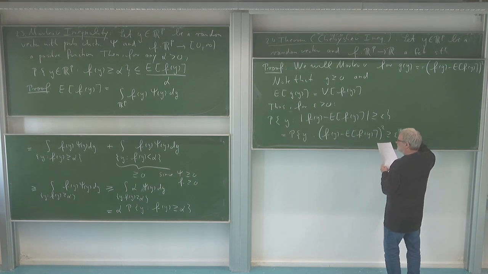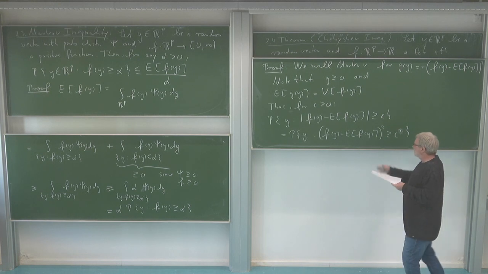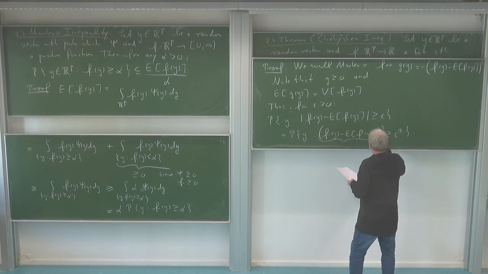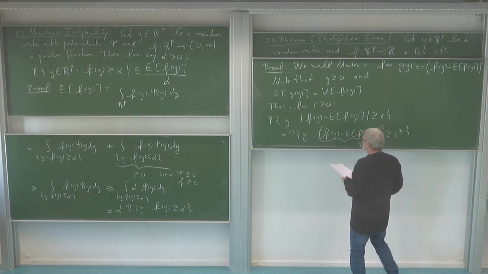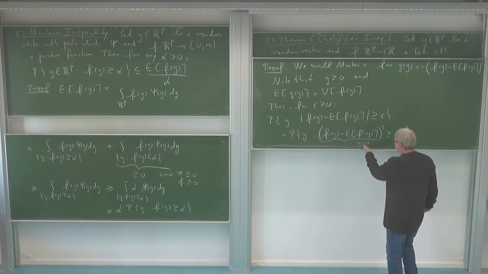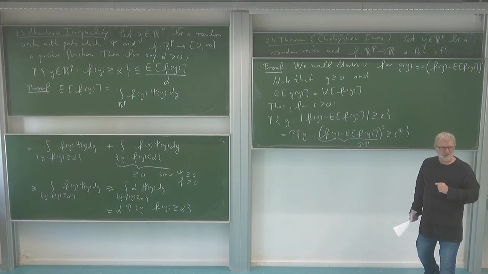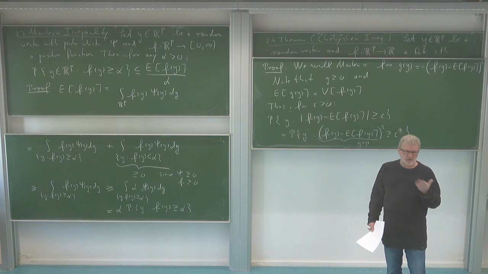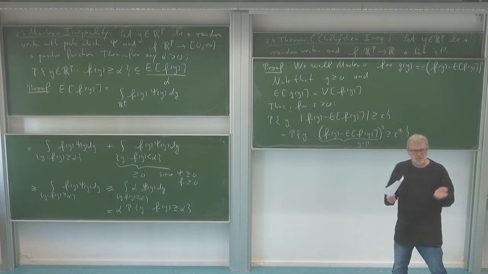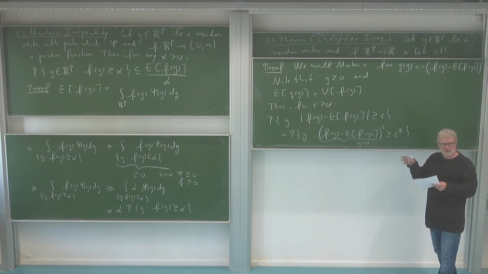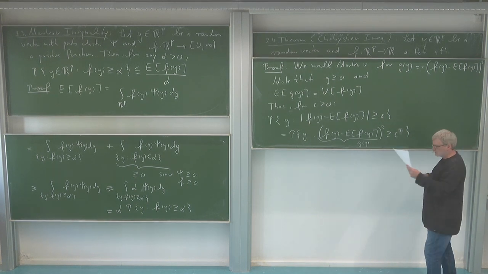Just squaring it. Yeah, and now this is my function g. So I have now really a positive function, and I'm asking for the probability that this function is bigger than epsilon squared. And that was what Markov was telling me. Namely, I can estimate this by the expectation of this function divided by what I have here. Before it was alpha. So the alpha is now epsilon squared.